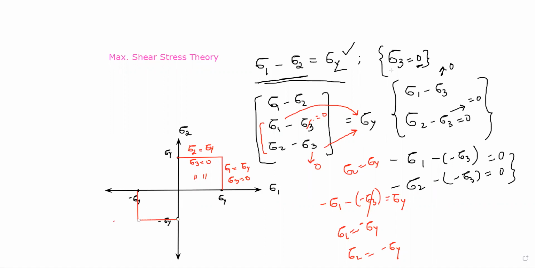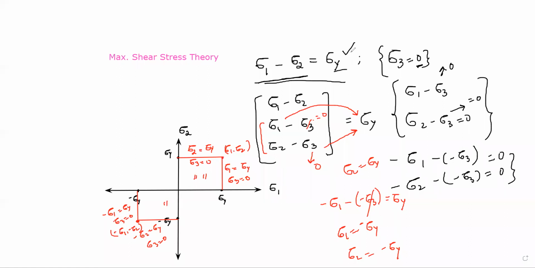So for this line, minus sigma 1 is equal to sigma y, where our sigma 3 equal to 0. And for this line, minus sigma 2 is equal to sigma y, where our sigma 3 is equal to 0. So this point has coordinates minus sigma y, minus sigma y. And this point has coordinates sigma y, sigma y. So this quadrant represents the region where, if the state of stress is positive or negative respectively, the stress distribution should lie well within these quadrants.